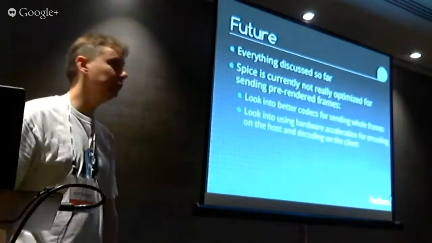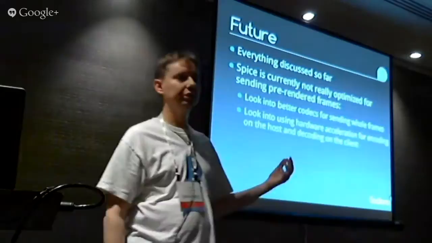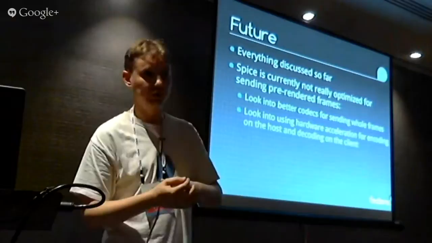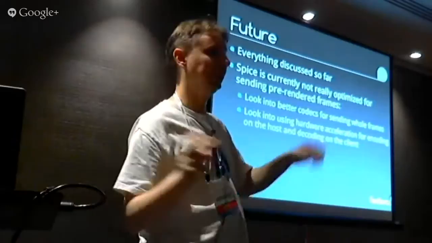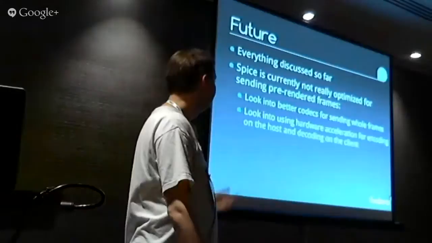Looking at better codecs for sending more frames. Currently, SPICE is very much based on the concept of collecting a 2D drawing command stream and then compressing little pixmaps. Like we have toolbar buttons, and we have a special compression which is optimized for the concept that all toolbar buttons will sort of use the same palette. That will no longer be relevant in this scenario. So we'll need better codecs for that.